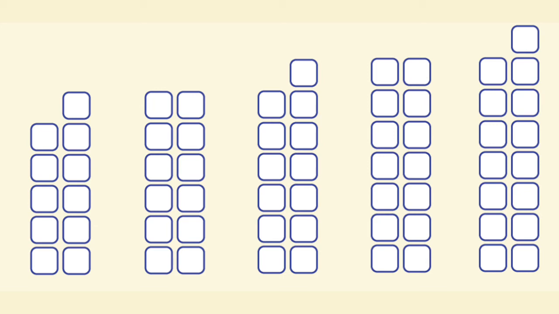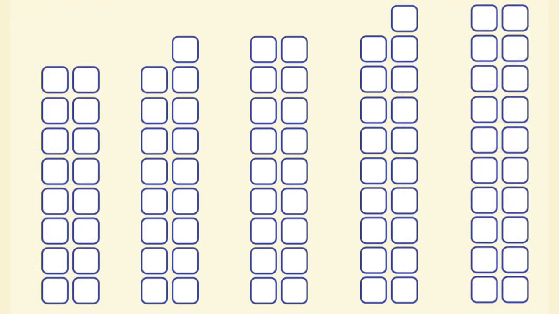Good. Then we have 14. 14 has an even top. It's an even number. Then we have 15. It's an odd number, has an odd on top. After 15 comes 16. 16 is an even number. Then we have 17. 17 is an odd number. Then after 17 we have 18. Good. That's an even number. After 18 comes 19. 19 has that odd one at the top. So it's an odd number. Good. And finally we have 20. Wow. And 20 is an even number.